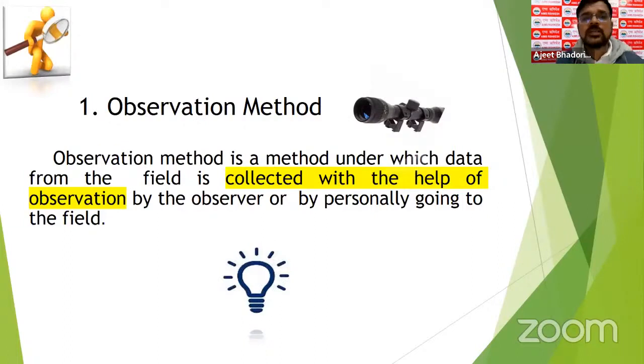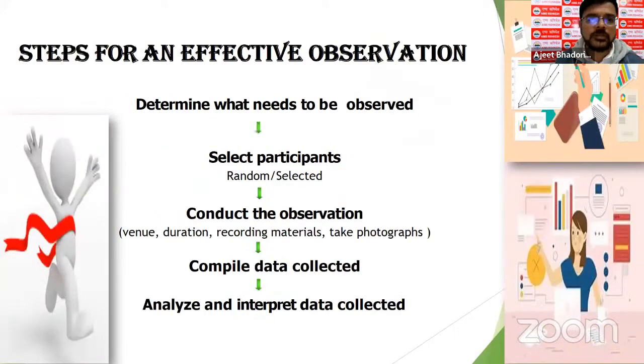So observation is when the data is collected from the field with the help of only observation by an observer who is personally going to the field. I'm visiting a primary health center, and then I'm collecting information by observing what is happening there. Or I'm visiting a village health and sanitation committee meeting, and then I'm observing what they are doing, how many people were there, what activities were performed, and just jotting it down. And then I'll come up with some primary data on the functioning of the primary health center or the village health sanitation and nutrition committee. Right. So this is the approach in case of observation.